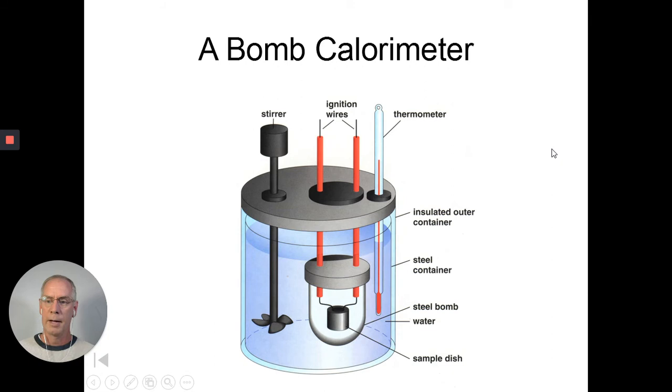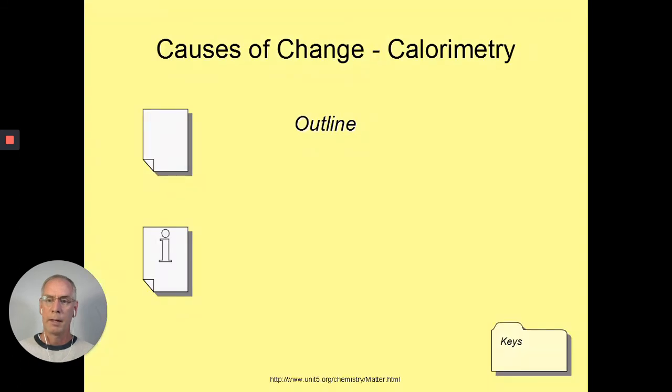All right, another diagram of that. I'm going to skip it. And in the next video, I'm going through the causes of change of calorimetry outline. And that will be somewhat useful for you to get the basics of the idea. I'm going to continue with my explanations for right now, but the next video will be the causes of change one.